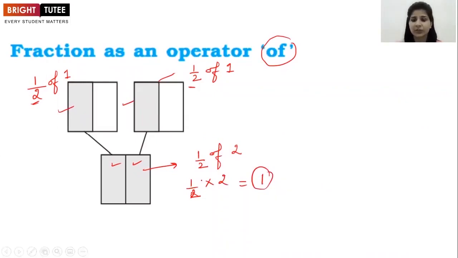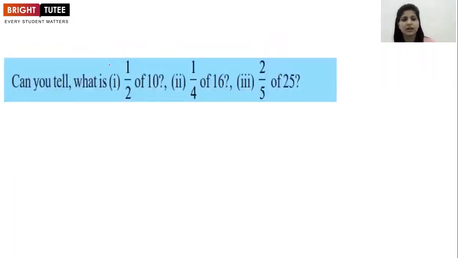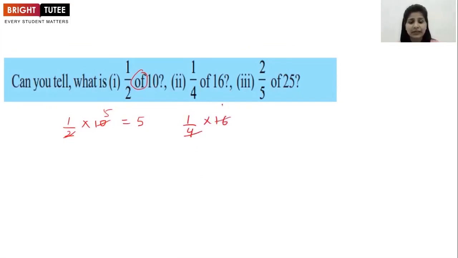Okay, let's consider one more figure. First of all, we will solve this and then we will consider one more. As you can see, half of 10. Now you know "of" means multiplication. So half of 10 means you can cancel it out. It will be 5. 1 upon 4 of means multiplication. You will multiply. It will be 4. Then 2 upon 5 of 125. 5 5s are 25. 2 into 5 is 10. So this way you are going to solve such questions.